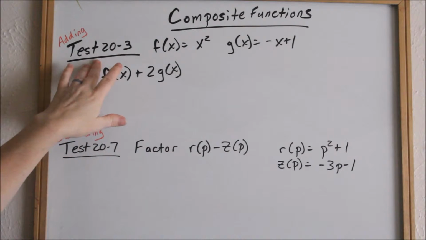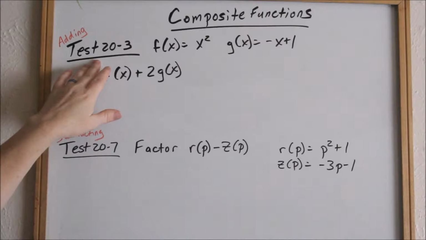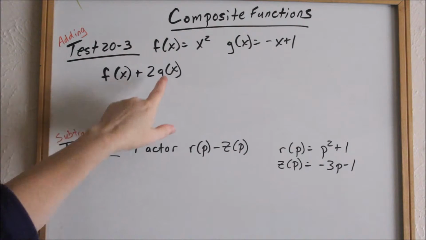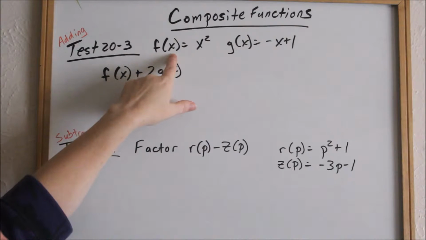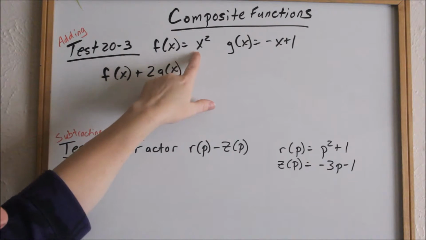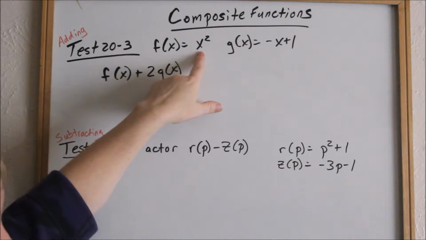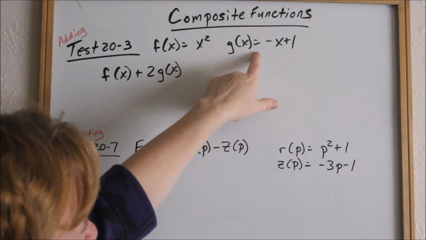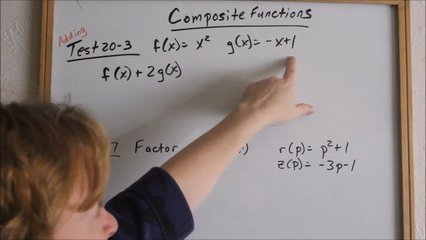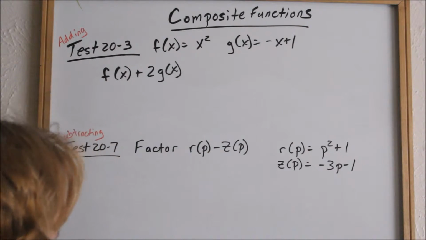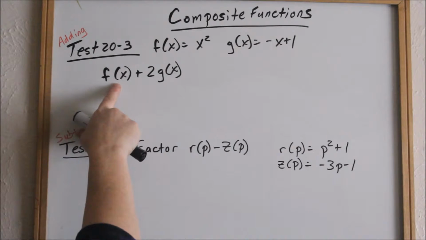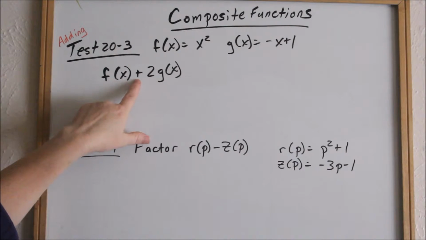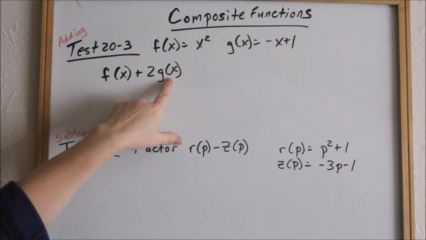Okay, so looking at the test page under test 20, problem number 3, you're given this function, f of x equals x squared. Remember, f of x is just another fancy way to say y, equals x squared. That's a parabola. And g of x equals negative x plus 1. That'd be a line. It doesn't matter what they look like on a graph, but I'm just letting you know. So the problem asks, what is f of x plus 2 times g of x? That's what this means, 2 times g of x.